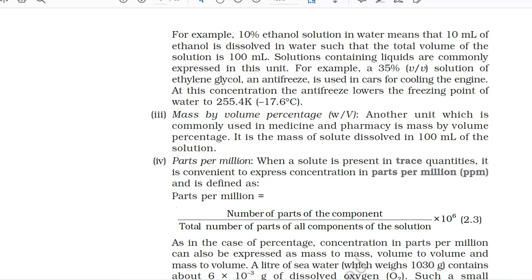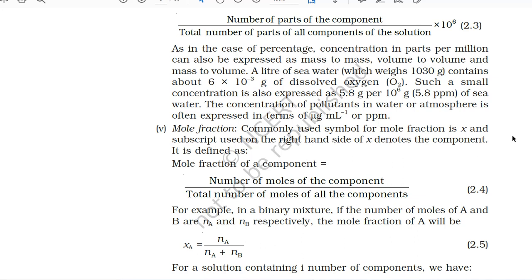Fourth, parts per million. When a solute is present in trace quantities, it is convenient to express concentration in parts per million (ppm), defined as parts per million equals the number of parts of the component upon the total number of parts of all components of the solution, multiplied by 10 raised to 6. As in the case of percentage, concentration in parts per million can also be expressed as mass to mass, volume to volume, and mass to volume.